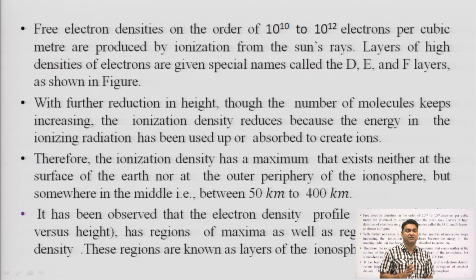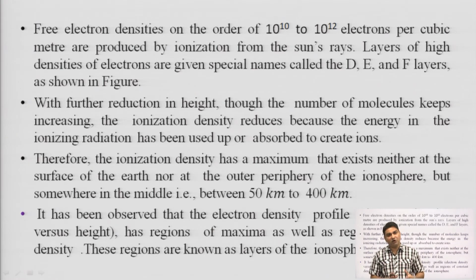Layers of high electron density are given special names: the D layer, E layer and F layer, as shown in the previous figure. With further reduction in height, though the number of molecules keeps increasing, the ionization density reduces because the energy in the ionizing radiation has been used up or absorbed to create ions. Therefore, the ionization density has a maximum that exists neither at the surface of the earth nor at the outer periphery of the ionosphere, but somewhere in the middle, between 50 to 400 kilometers.